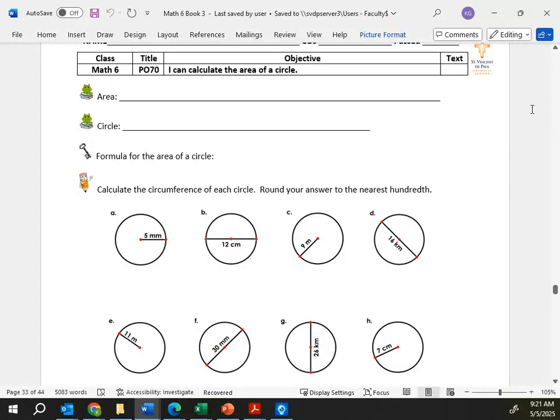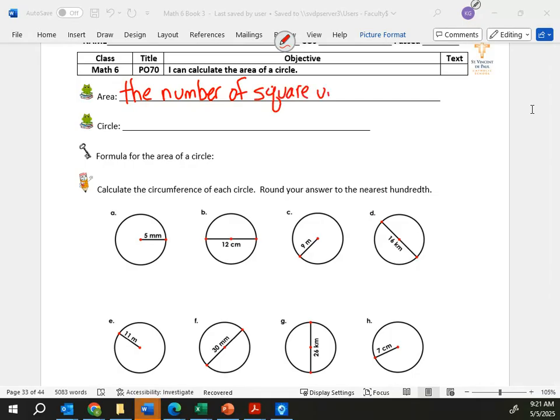Good morning. Today we are continuing working with those circles. Last time we did the circumference going around the outside of the circle. Today we are doing the area of the circle. So the area, remember, is the number of square units needed to cover a figure.